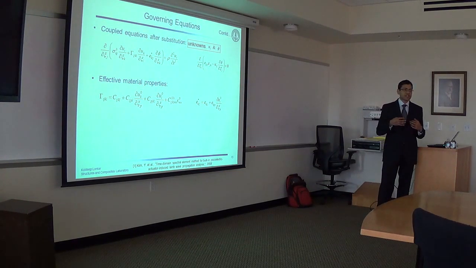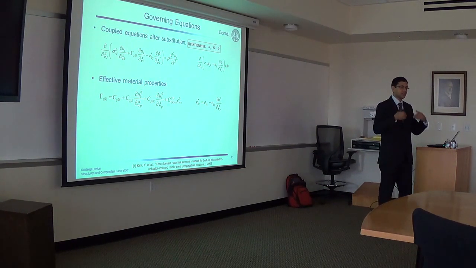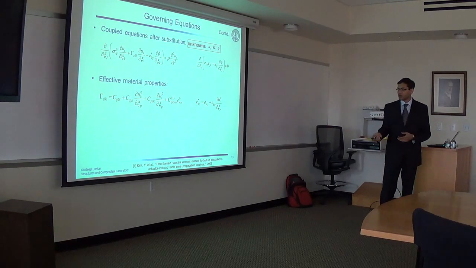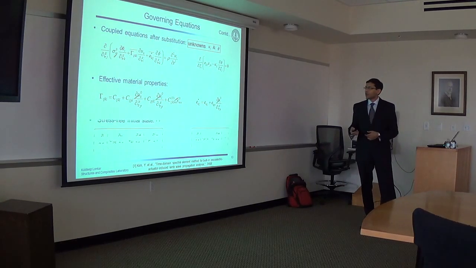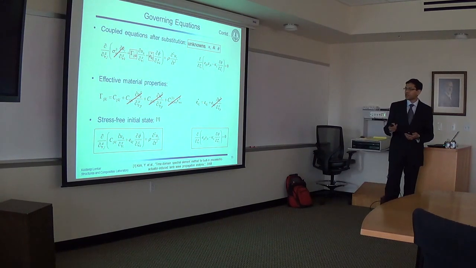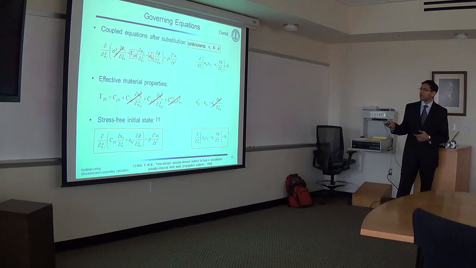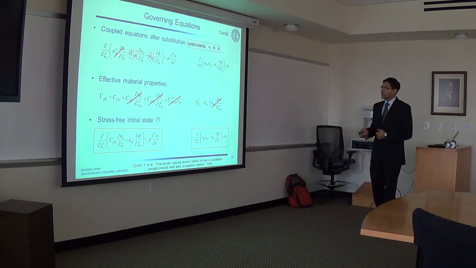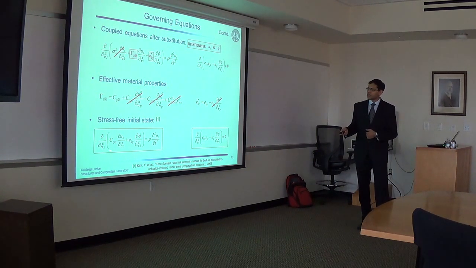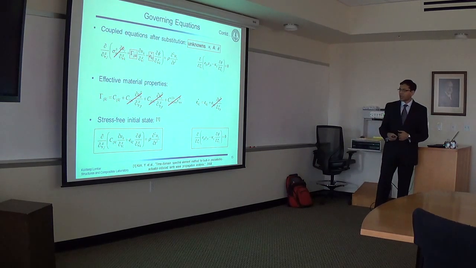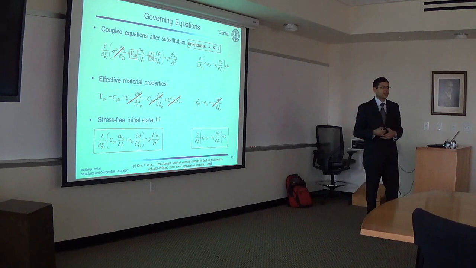Now in case of a stress-free initial state, these equations should reduce to the coupled equations that are already available in literature, given by Kim et al. So we can simplify these equations in case of a stress-free initial state by ignoring the first term and ignoring the terms that depend on the initial strains. So instead of gamma, we get back the second order elastic moduli, and instead of E star, we get back E. And these equations are exactly the same as given in literature.